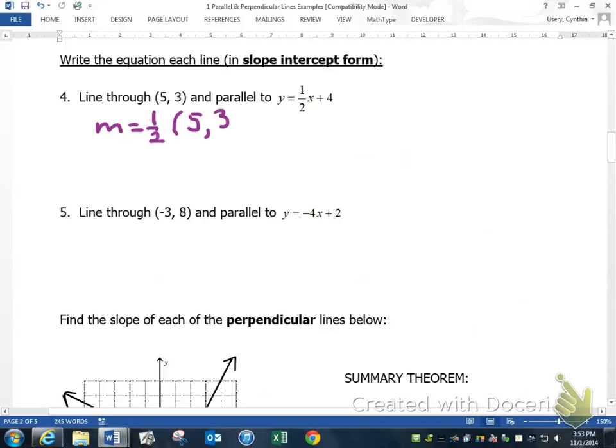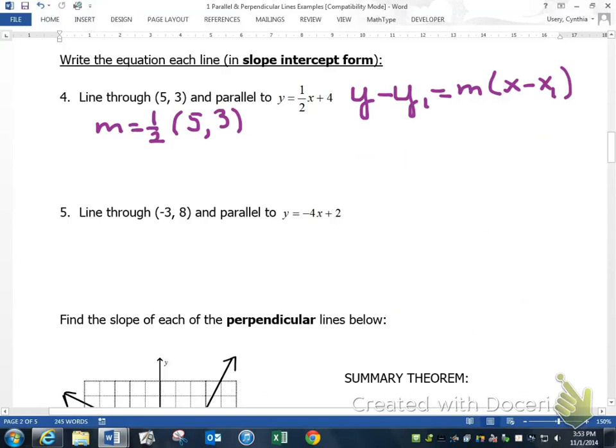So I can use point slope form to find the equation of this line. I'm going to use point slope form, which remember is y minus y1 equals m times x minus x1. That is point slope form. So let's plug those numbers into this formula, and we'll see what we get.